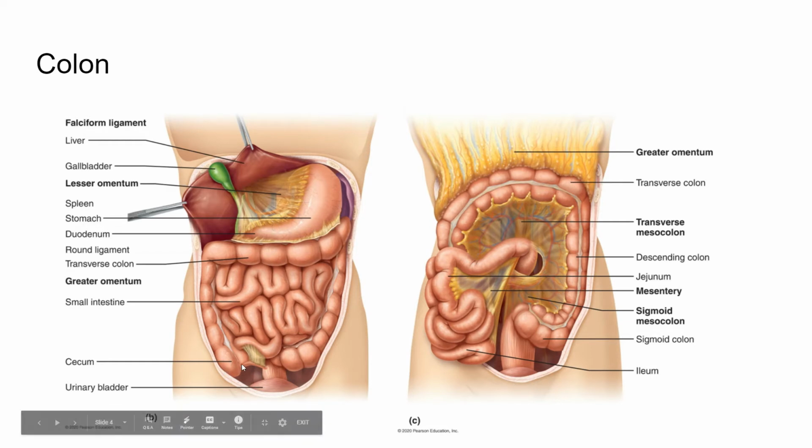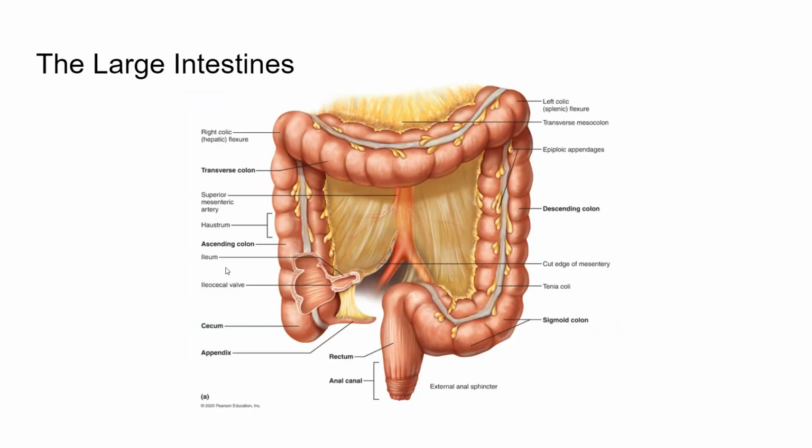So here's your appendix and your cecum, and this is called the ascending colon. Actually, you can kind of see a better picture of this. There's the ascending colon, which means it's going up, right? Travels up the right side of your body. There's the transverse colon, which goes across the body, right? Which makes pretty much sense. And there's the descending colon, which goes down.